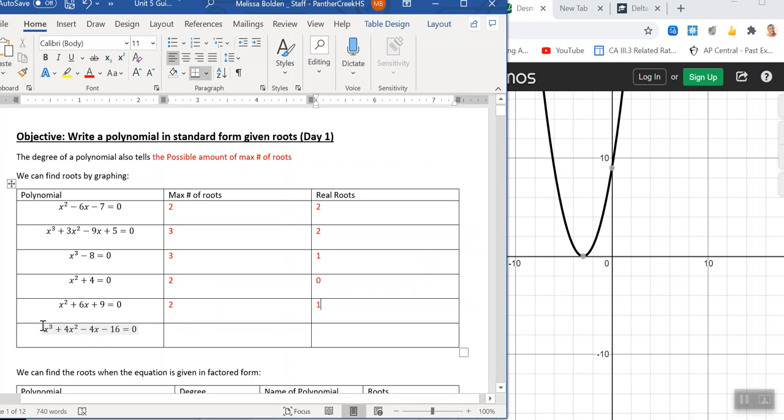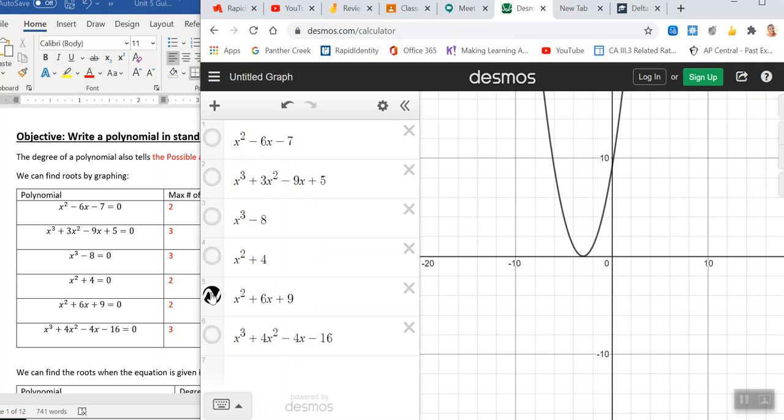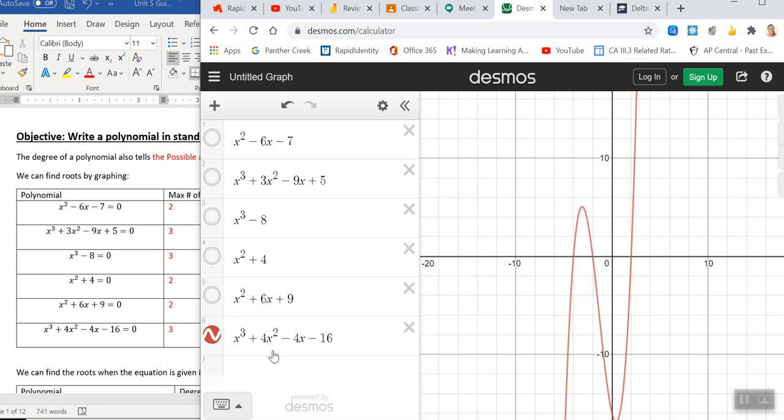And finally, again, this is x cubed, so the maximum number of roots would be 3. Let's graph it and see exactly how many it has.